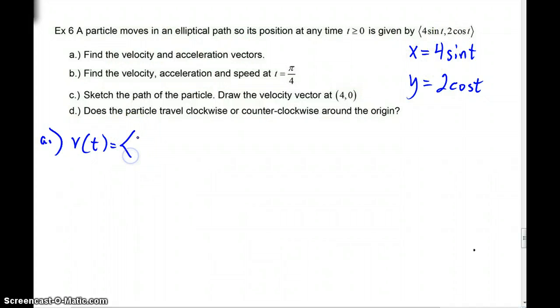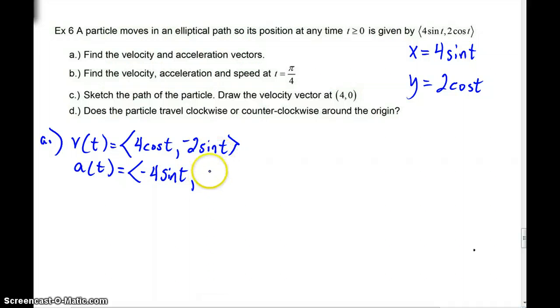Derivative of our x component, derivative of sine is cosine. So very quickly we'd get 4 cosine t. Derivative of cosine is opposite sine, so we get negative 2 sine of t. Let's very quickly find our acceleration vector. Take the derivative of cosine, we have the opposite of sine. And like we said earlier, the derivative of sine is cosine. So you can find velocity vectors and acceleration vectors incredibly fast.